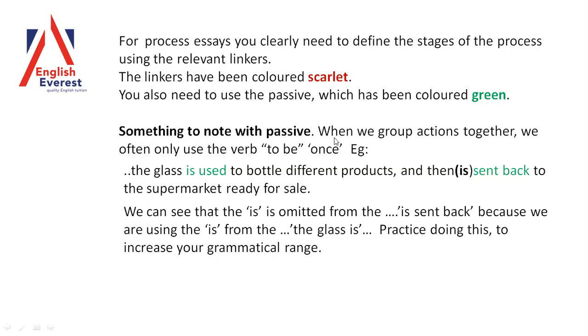Something to note with passive. When we group actions together, we often only use the verb to be once. And this is my example here. The glass is used to bottle different products and then is sent back, but we don't need that. We only use it once if they're connected together. We can see that "is" is omitted from the "is sent back" because we are using the "is" from here. This is transferred to here. So the meaning is there. So practice doing this to increase your grammatical range.